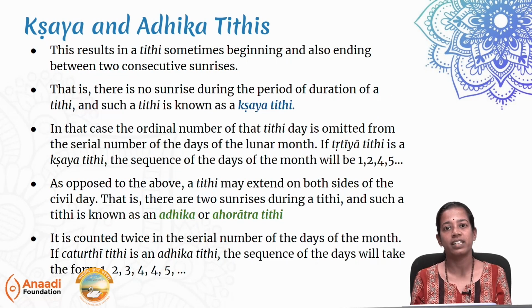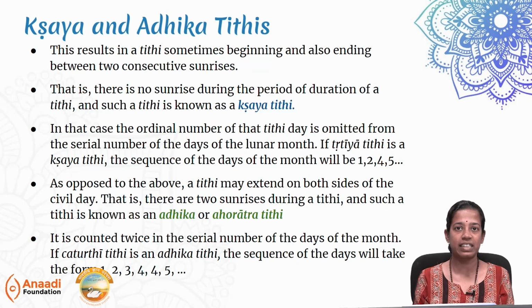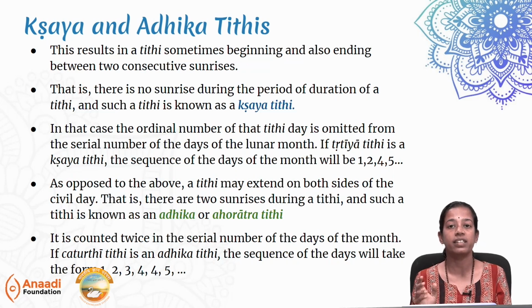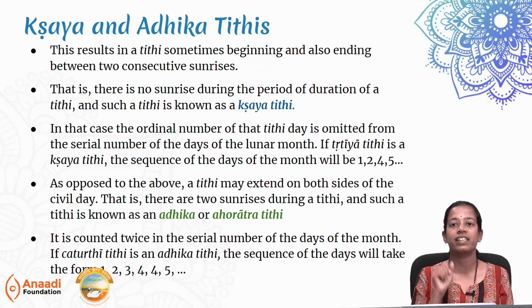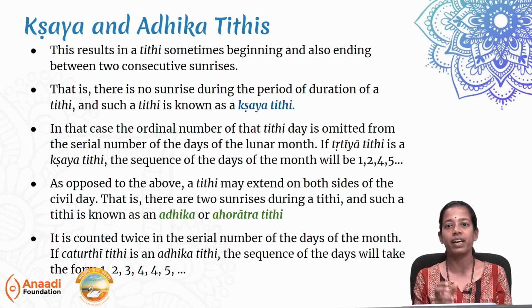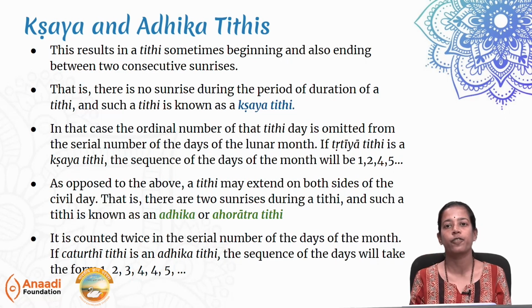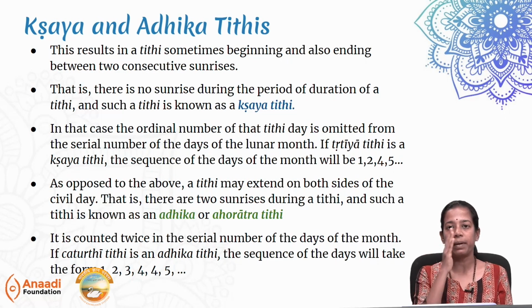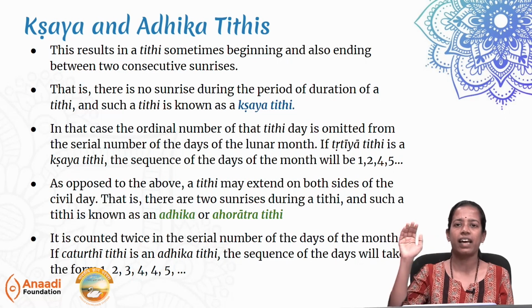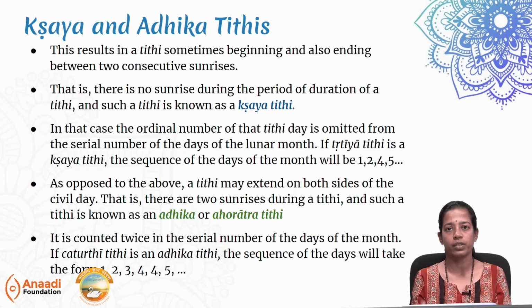This is called an Adhika Tithi or Ahoratra Tithi, meaning one Tithi has seen 2 consecutive sunrises. So 2 days will be having the same Tithi and they will also be numbered like that. If you take up Ashtami, it will be 8, 8 and then 9 and so on, however it goes. Okay, am I making sense?